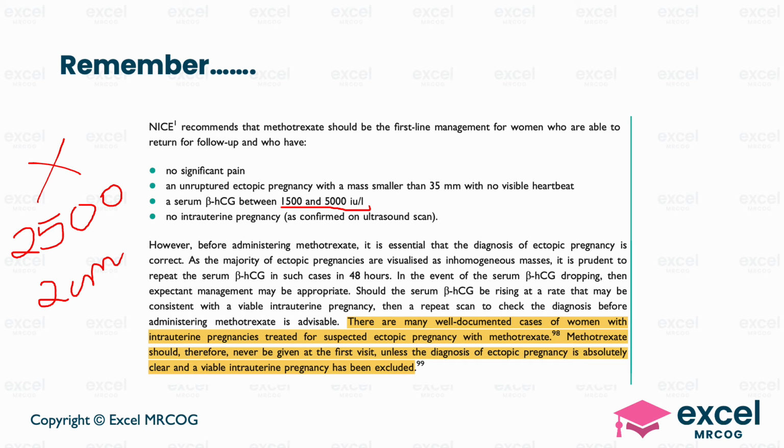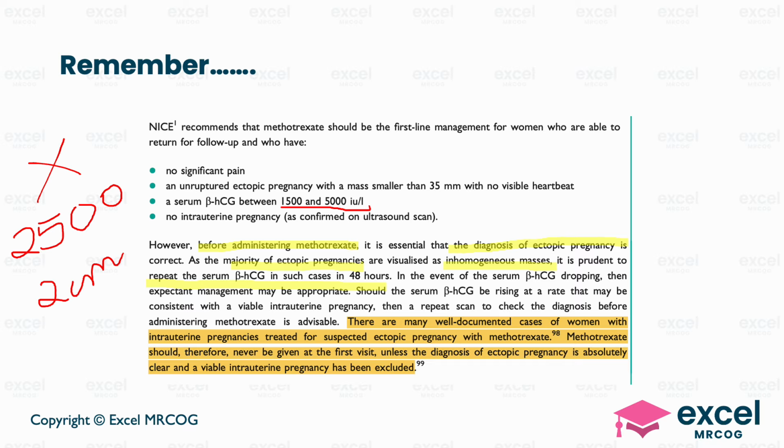Yet at 0 hours, you will not give methotrexate because there is always a small possibility that you may miss a viable intrauterine pregnancy. So the guideline reads, however, before administering methotrexate, it is essential that the diagnosis of ectopic pregnancy is correct. As the majority of ectopic pregnancies are visualized as inhomogeneous masses, it is prudent to repeat beta HCG in such cases in 48 hours. Okay, so in such cases where it is a suspected inhomogeneous mass, repeat in 48 hours.